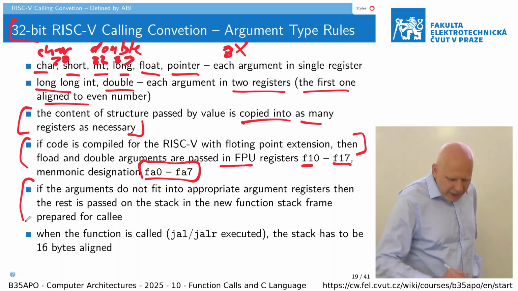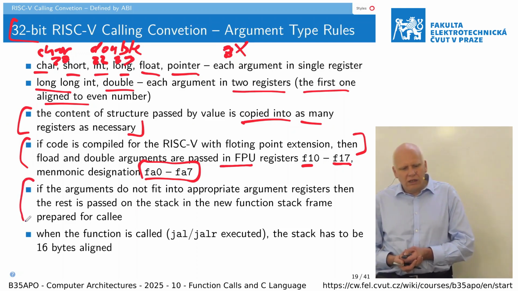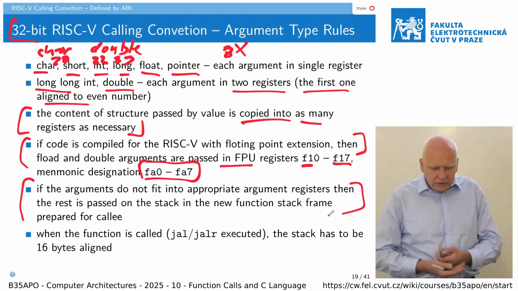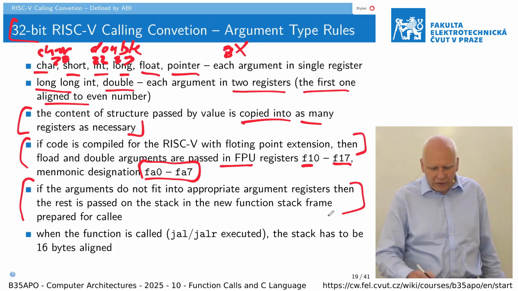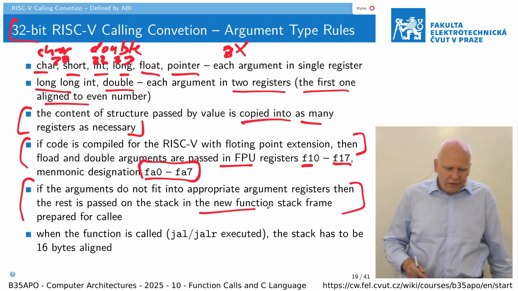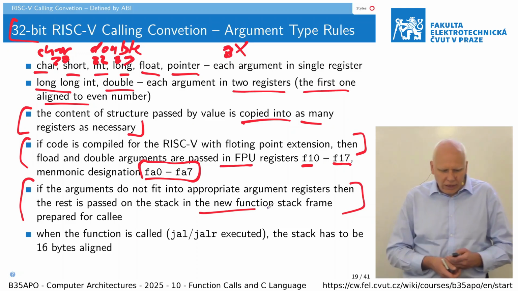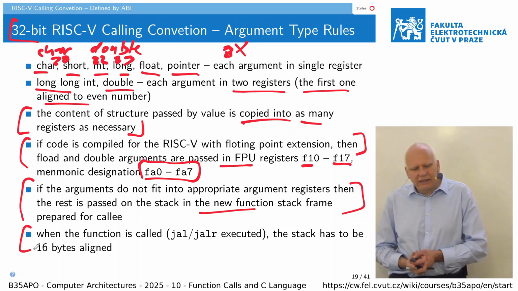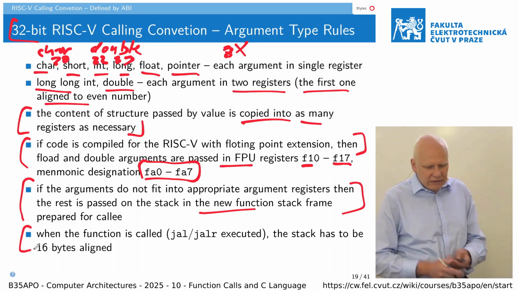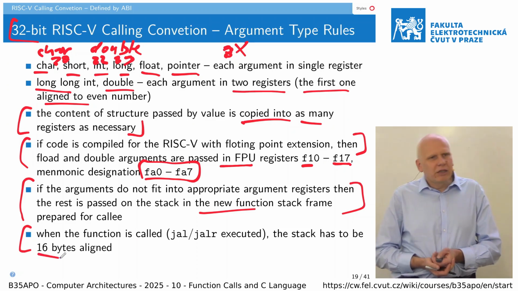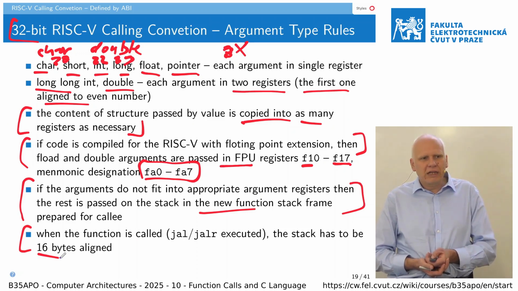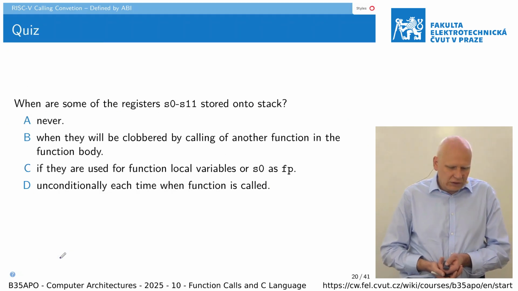If the argument does not fit into the given registers, then the rest is passed over the stack. So we can use the stack to store more arguments. And there is a rule that the stack position is aligned to 16 bytes, because it allows a faster load by whole cache line, for example, for the case of the multimedia registers load and so on.